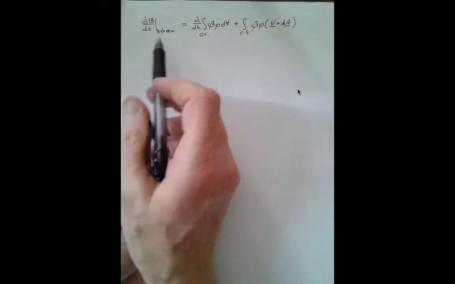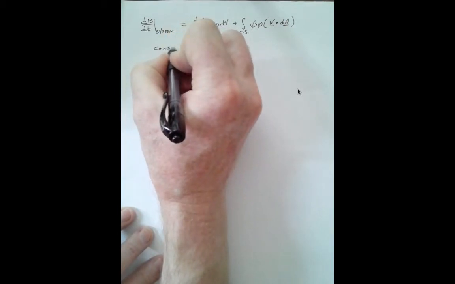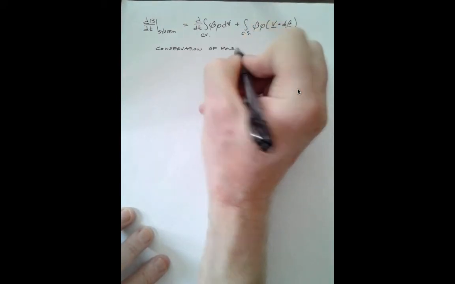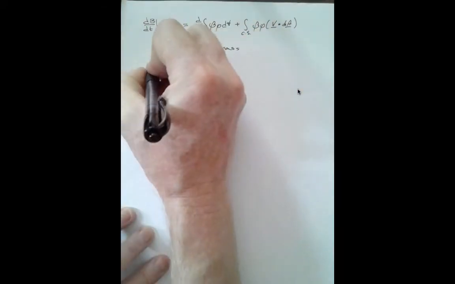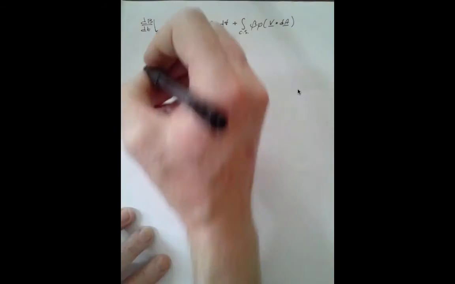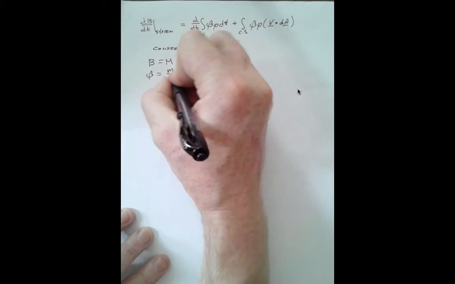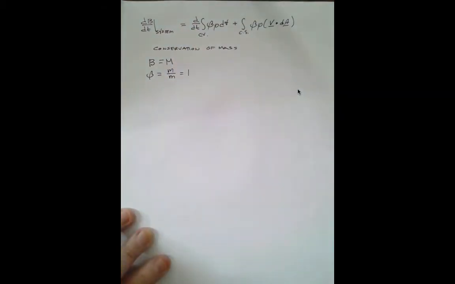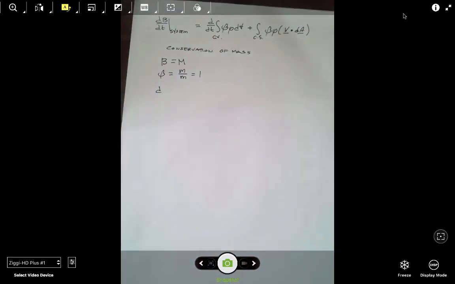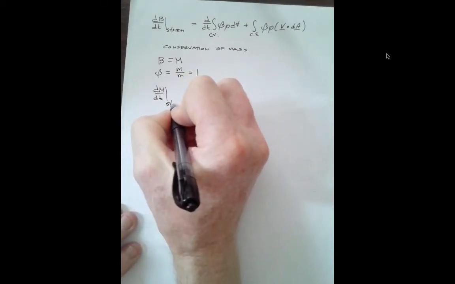So this is the fundamental formula for Reynolds transport theorem. So conservation of mass, which is our first part, is capital B is equal to capital M, the total mass of the system. Beta, the intensive property, is mass per mass, so it happens to have the value of unity. And finally, we write the dm/dt of the system.